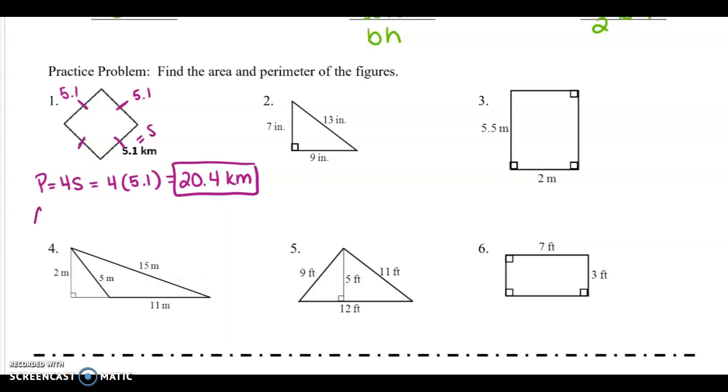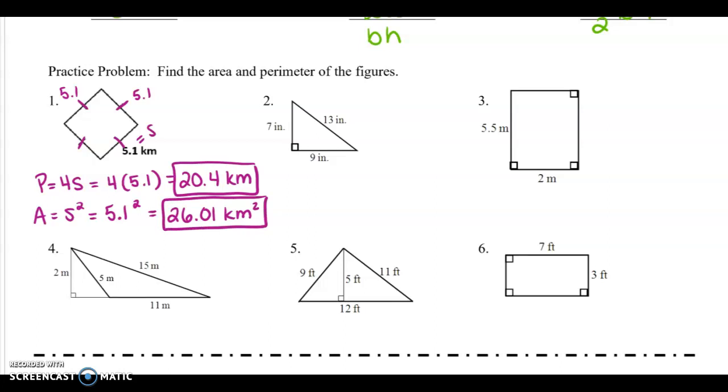Whereas area is side squared, so that's 5.1 squared. So 5.1 squared, or 5.1 times 5.1, gives me the area of 26.01 km squared. Make sure area has the squared in its exponent.